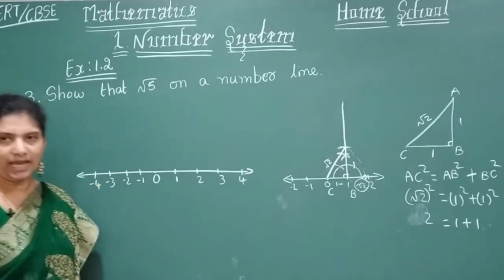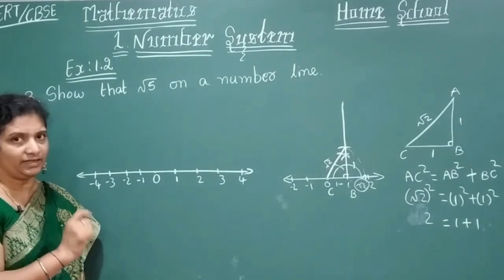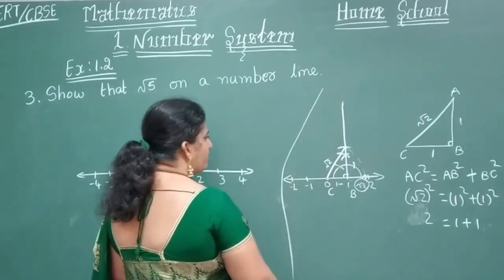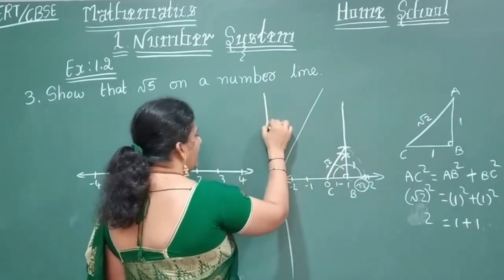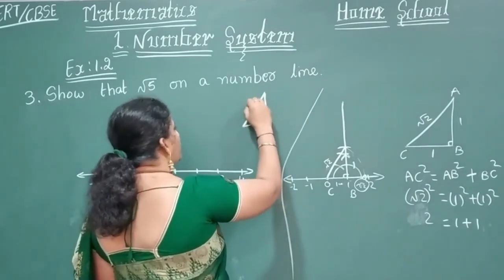Okay, now what do I need to do? First, I should think over the right triangle. So let us think over the right triangle here, children. This is the rough part. How do you draw a right triangle? For what do you need to draw?